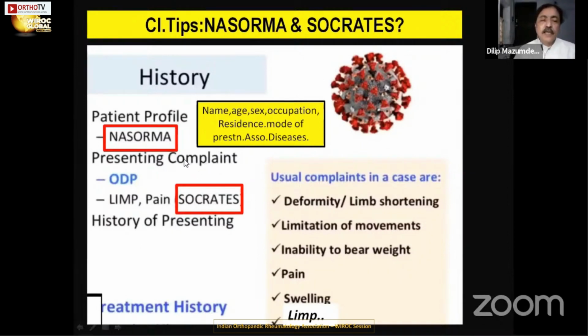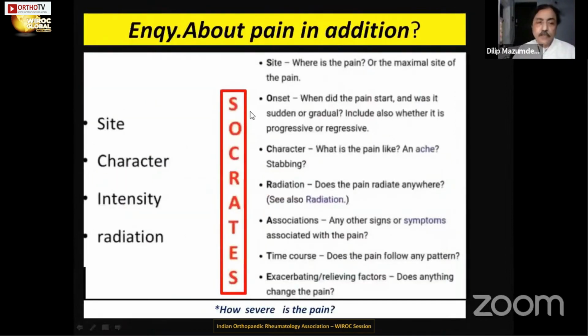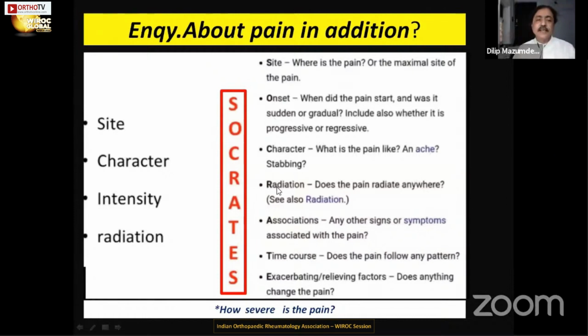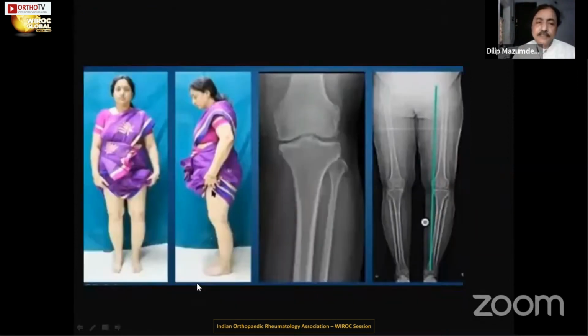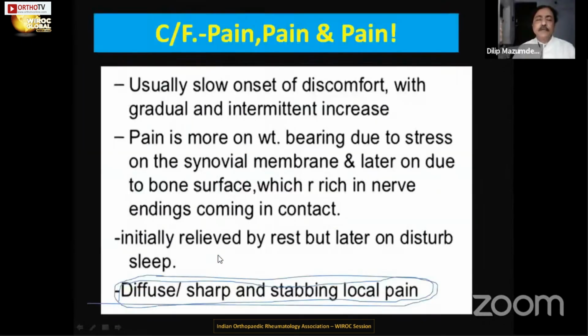See, in situations like this, I can give you some tips. One is NASORMA, another is SOCRATES. So what is NASORMA? NASORMA is what you write in your prescription pad: name, age, sex, occupation, residence, mode of presentation, associated disease. And SOCRATES is nothing but the deformity, limitations, inability, pain, swelling and limp. So what is SOCRATES in short? Site, onset, character, radiation, association with others, time course, exacerbating and relieving factors, and how severe the pain is. See, the profile cannot be seen from the back, because is there any flexion deformity?